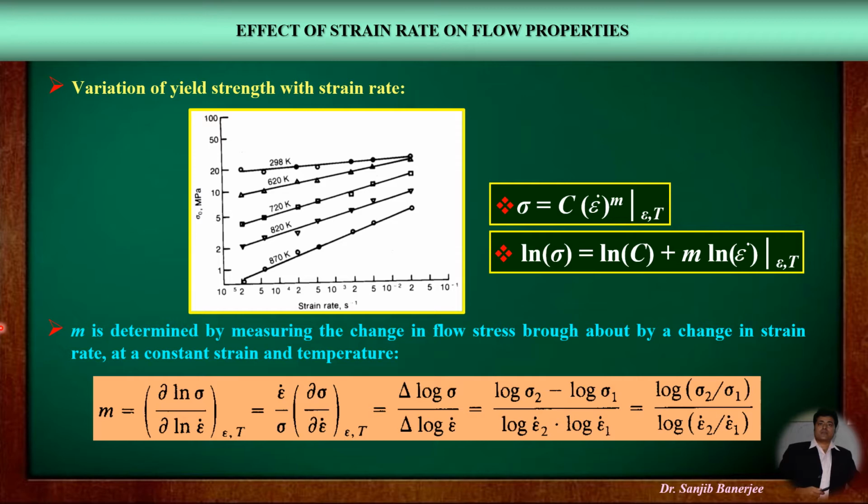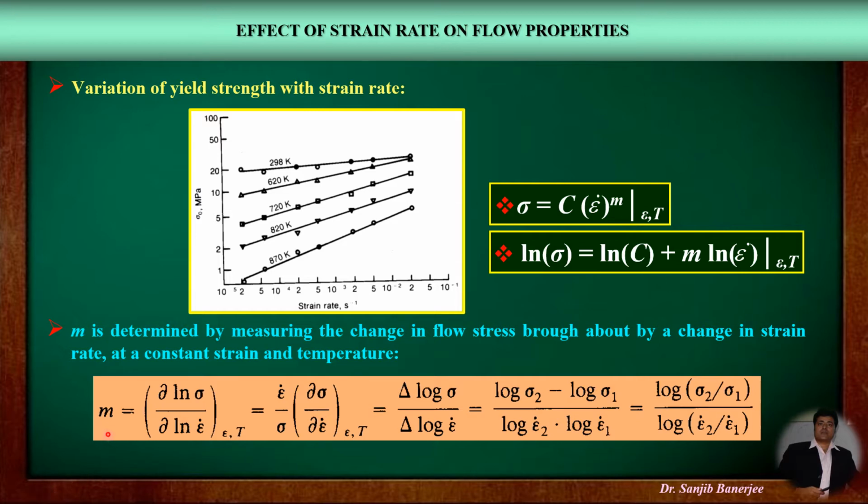Next, secondly, if we take logarithm on both sides of this equation, we get another equation where we can see that the slope in between the log of sigma and the log of epsilon dot actually gives the value of m or the strain rate sensitivity of a material. So, m is determined by measuring the change in flow stress brought about by a change in strain rate at a constant strain and temperature.